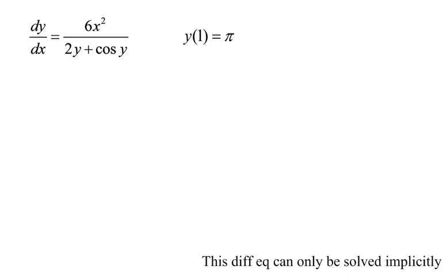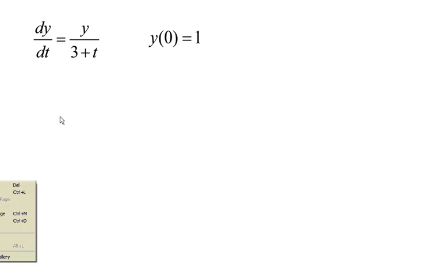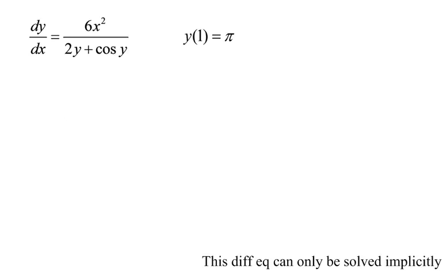All right, so let's look at this problem here. Oops, just jumped around. We're back at this problem. We've got dy dx equals 6x squared over 2y plus cosine y. Take a look at this. Pretty quickly we should see it's a situation where we're going to cross multiply.